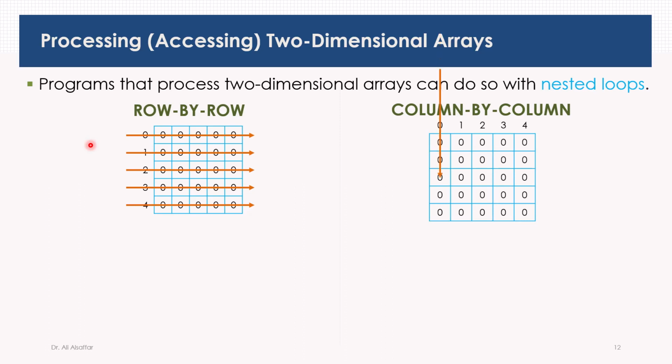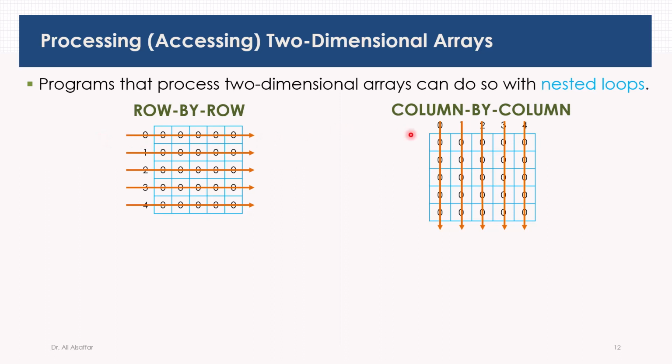The other way to process the array is by visiting the elements column by column. So first you visit all elements in the first column. Once you finish, you go to the next column. Once you finish, you go to the next column until the last column is processed. Now for row by row, as you see in the animation here, we are visiting the elements from left to right. But you can also visit the elements from right to left. But the point here is that you need to visit the elements row by row.